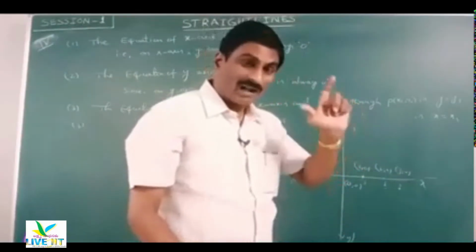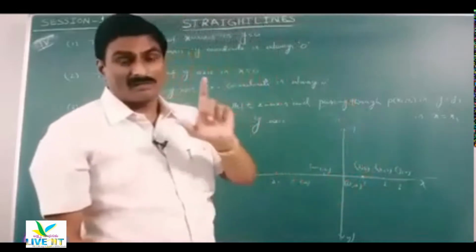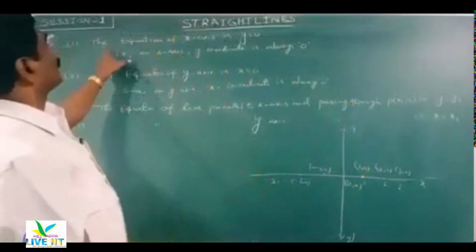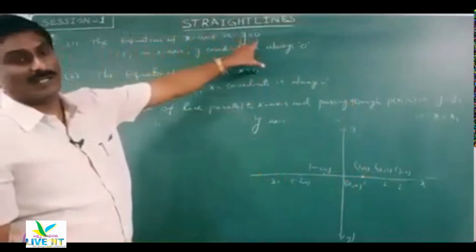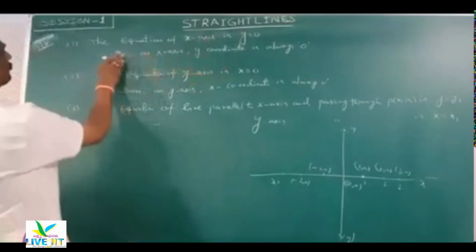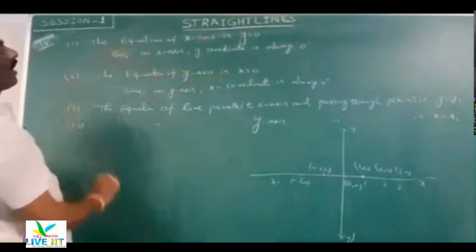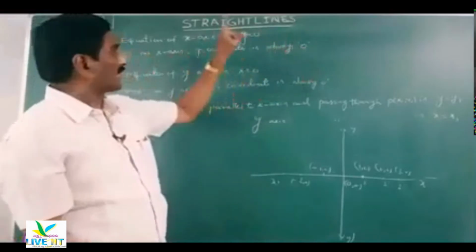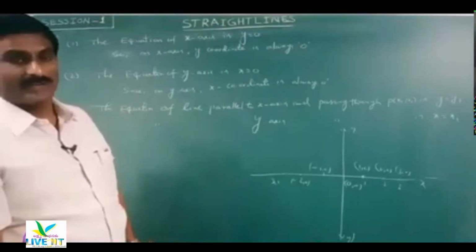That is, on the x-axis, the y coordinate is always 0. So the equation of the x-axis is y equal to 0. Since on the x-axis the y coordinate is always 0, the equation is y equal to 0.